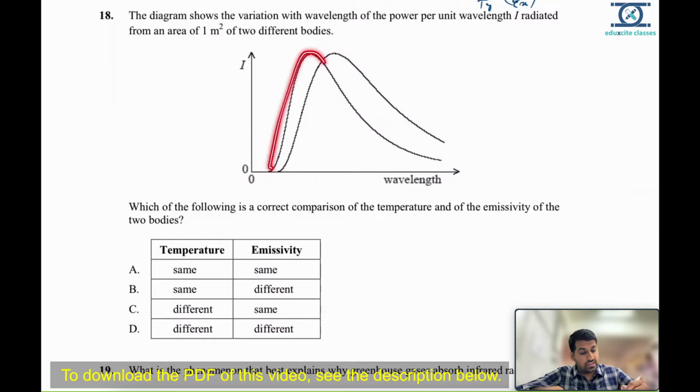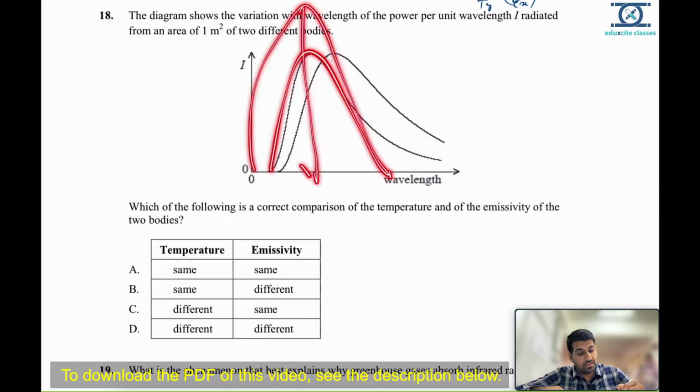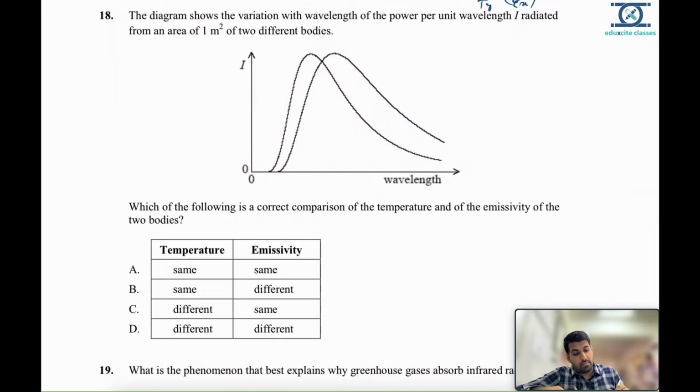Now these are different. They are not one over the other, so they are not having the same wavelength, and the temperatures are also different. So you can say they both are different. If the temperature and emissivity were the same, they would perfectly align, which is not the case here. Perfectly aligned is not here.